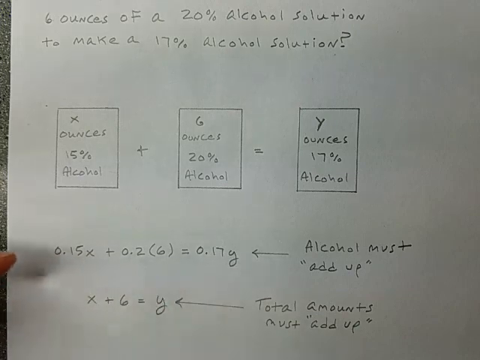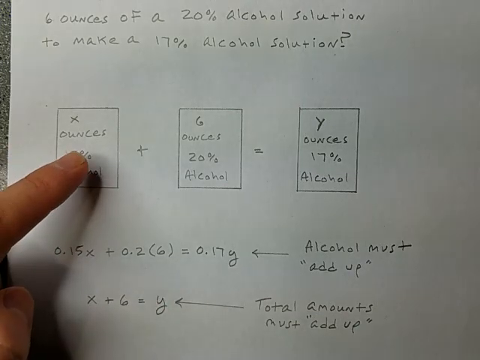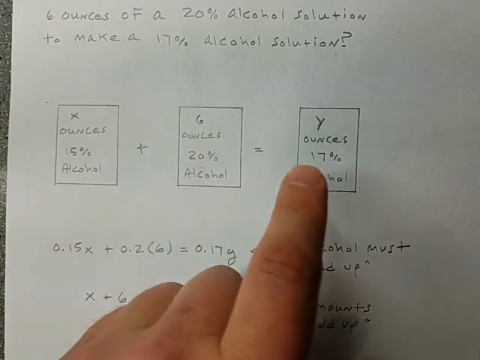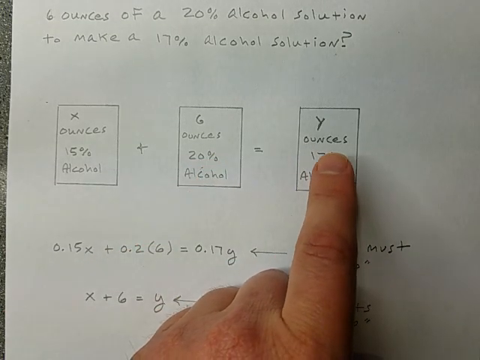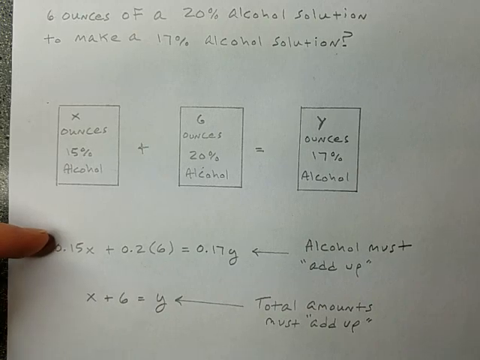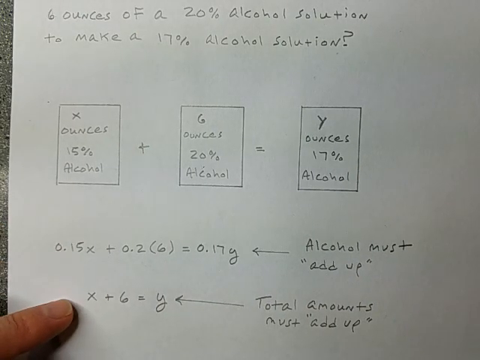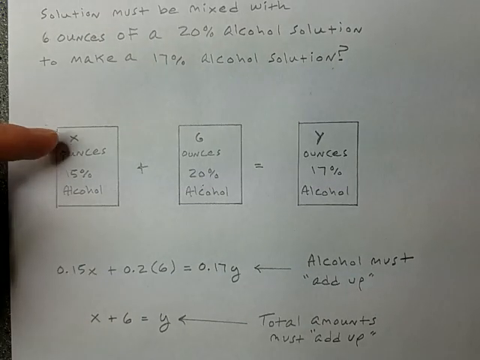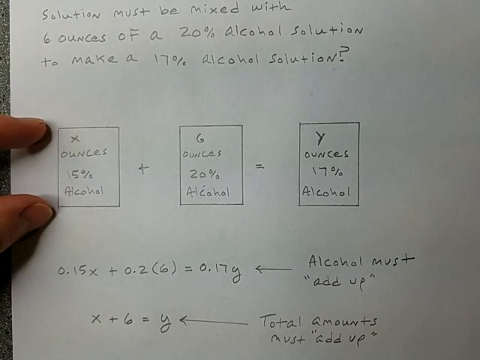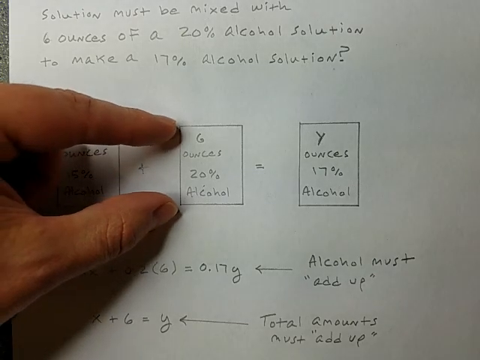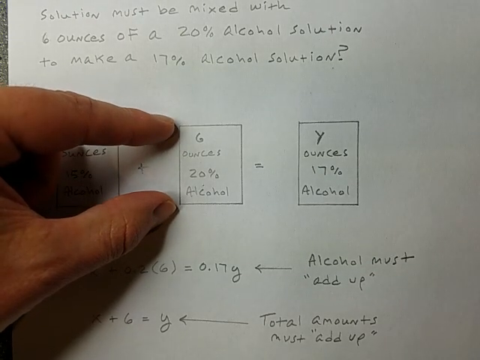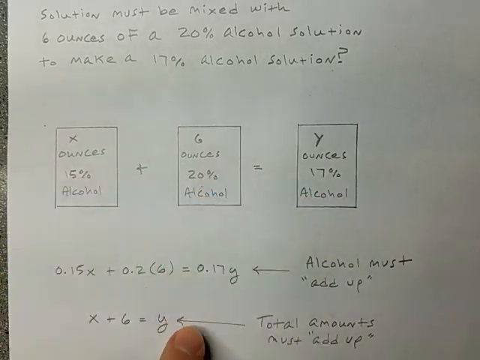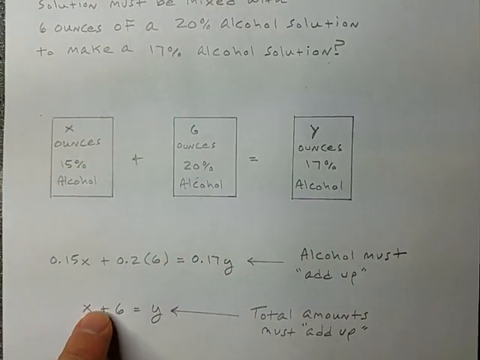So this first equation right here says that the amount of alcohol in this one plus the amount of alcohol in this one has to be the amount of alcohol in the final mixture. That's what that first equation said. The second equation says, well, the total amounts have to add up too. So meaning, if this container has a total of X ounces in it, and this container has a total of 6 ounces in it, then this container, being the mixture of those two, has to be X plus 6 ounces.